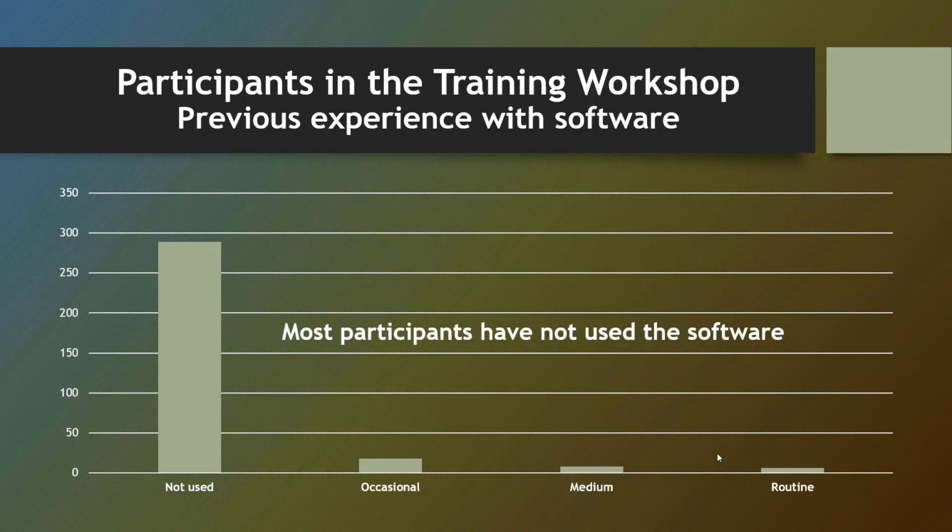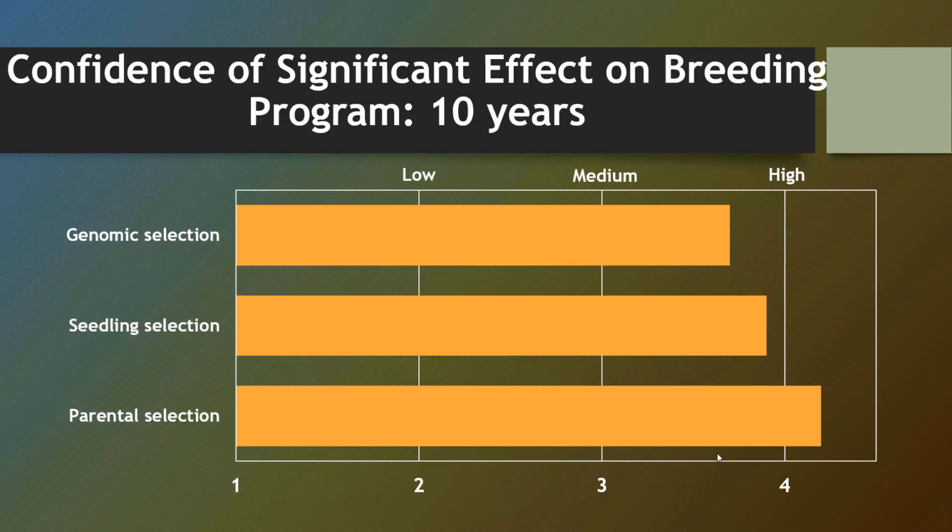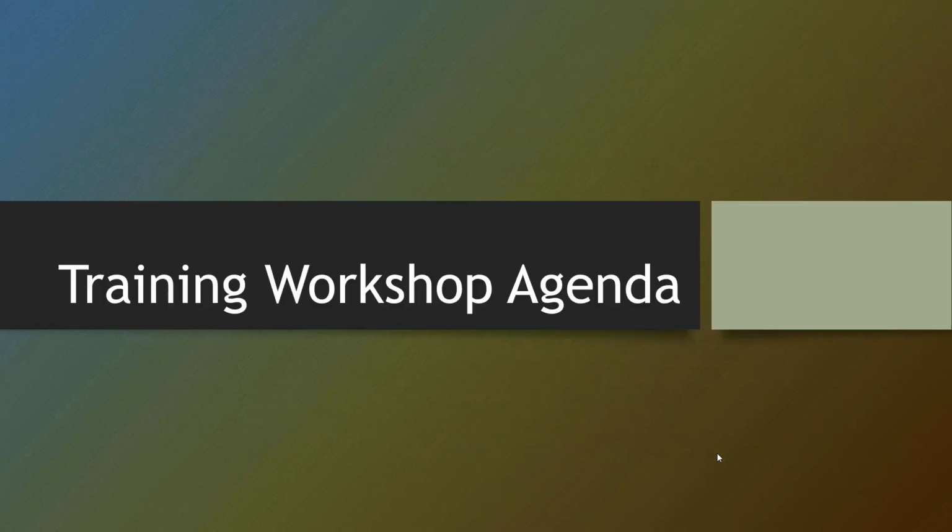So we have a lot of interest and a lot of confidence that it's going to make a difference. And that's exciting. You can see medium to high confidence that within 10 years, it's going to have a significant effect on a breeding program, either from parental selection, seedling selection, or genomic selection. For all of them, there's really high confidence that it's going to make a difference.